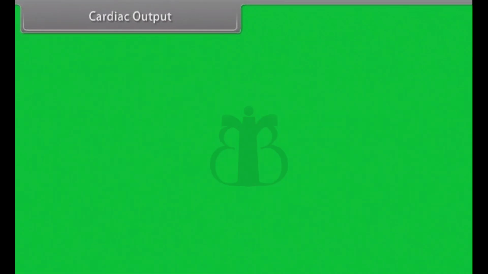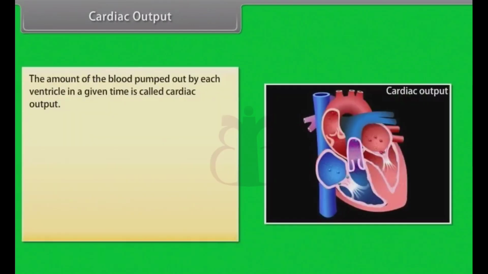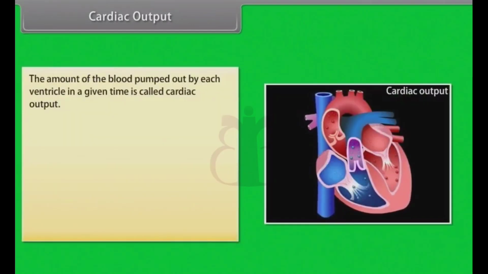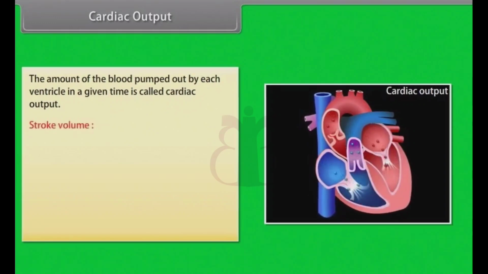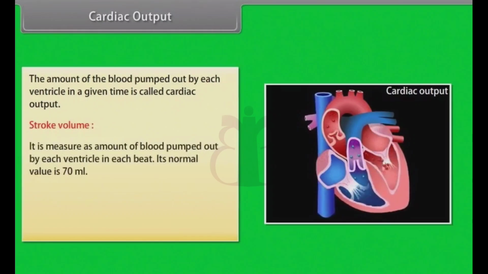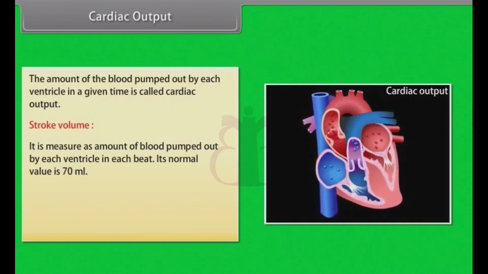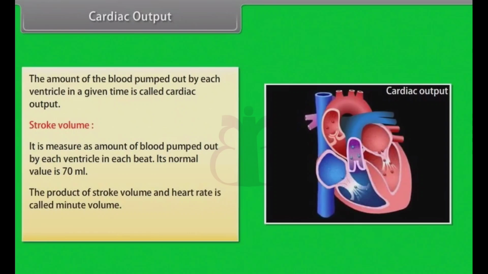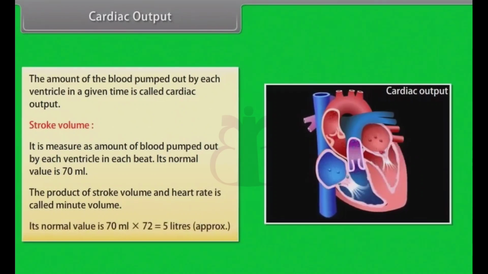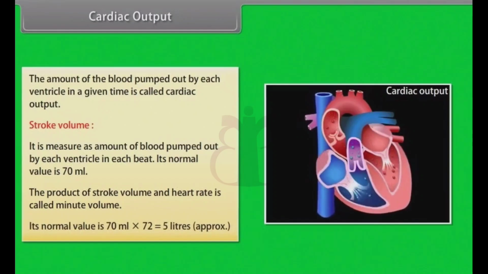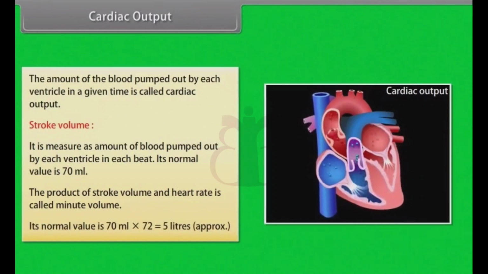Cardiac output. The amount of blood pumped out by each ventricle in a given time is called cardiac output. Stroke volume is measured as the amount of blood pumped out by each ventricle in each beat. Its normal value is 70 milliliters. The product of stroke volume and heart rate is called minute volume. Its normal value is 70 milliliters times 72, which equals approximately 5 liters.